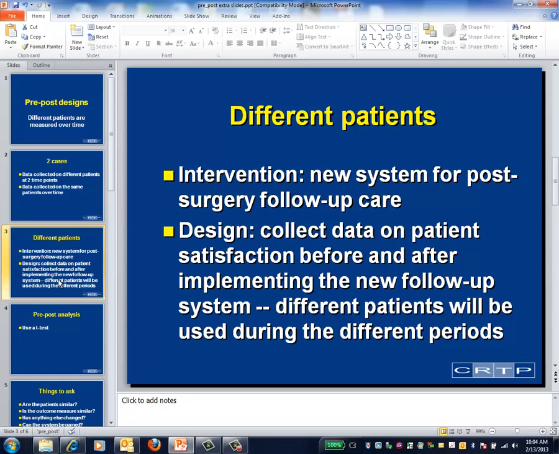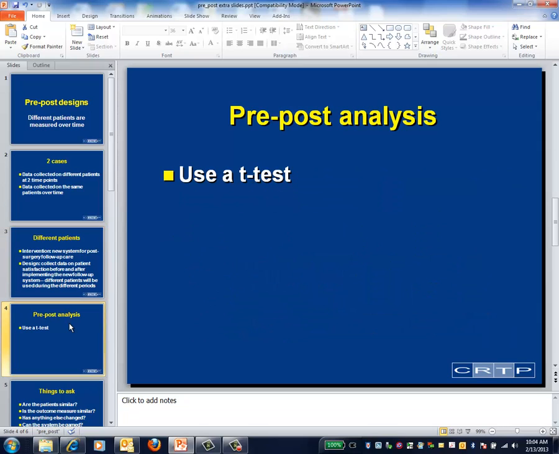Although a patient that has surgery in period 1 might conceivably also require surgery in period 2, in general it isn't even possible to measure the same patients during both time periods. The statistical analysis is simple. Use the version of the t-test that compares independent groups. The challenge is interpreting the results.